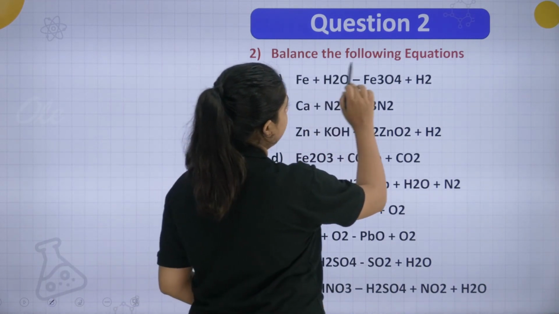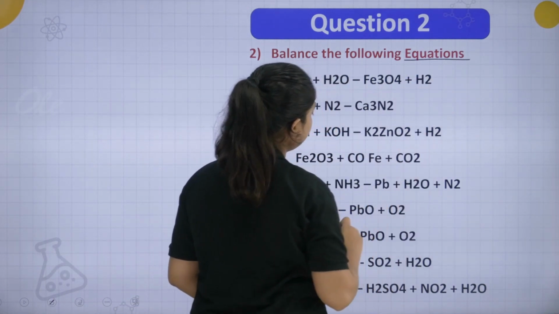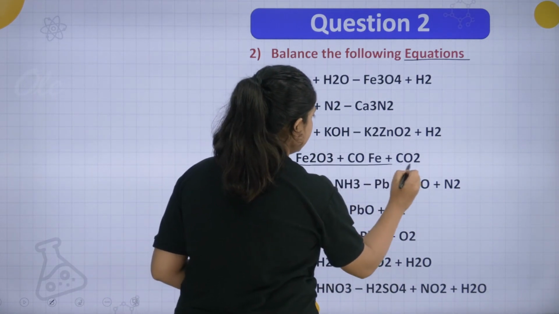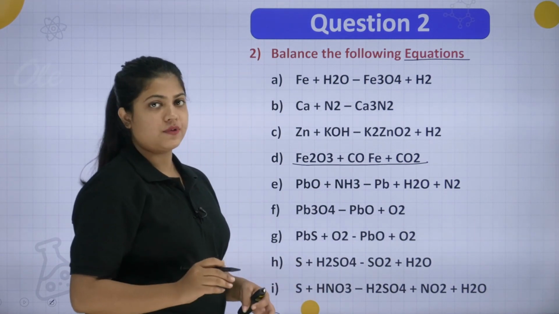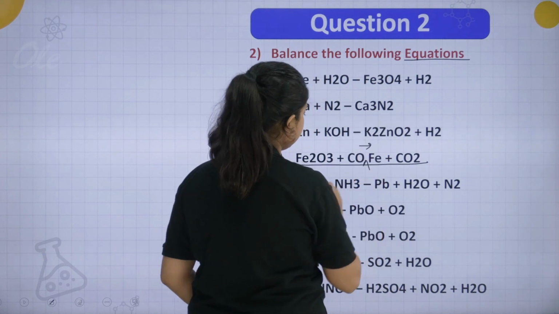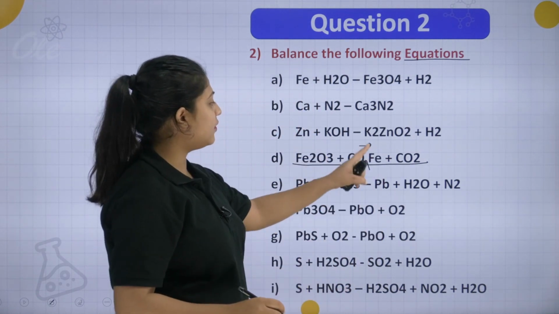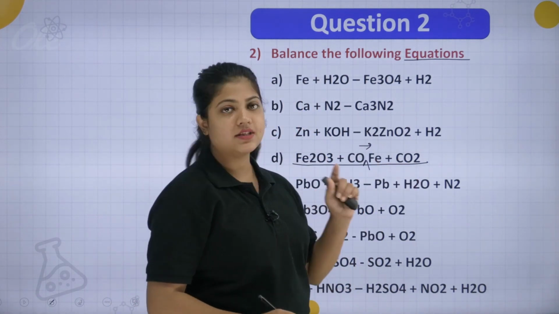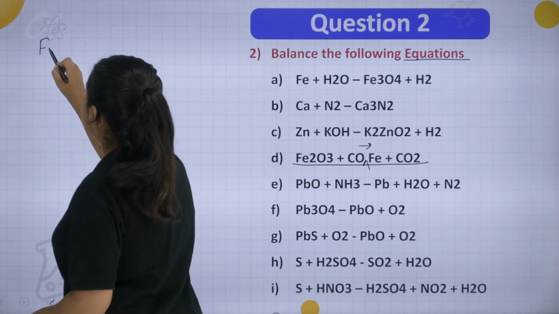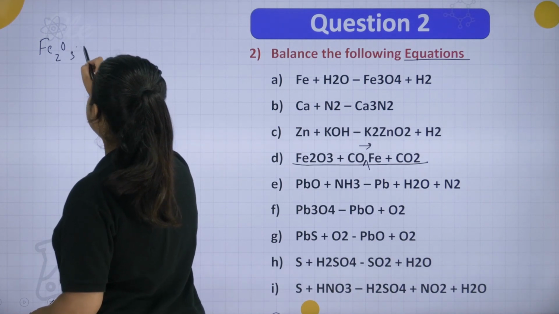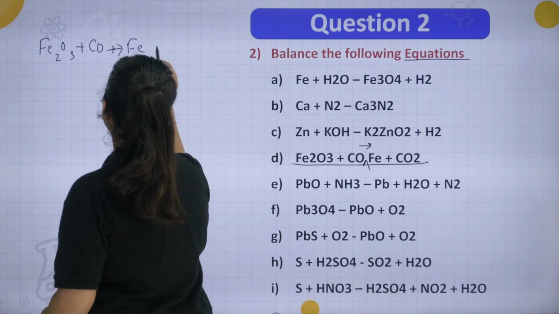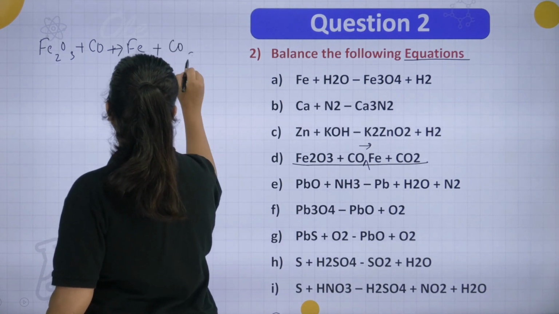It says, balance the following equations, right? So we are going to randomly pick and do option D here. If we see the equation, it is Fe2O3 plus carbon monoxide that gives out Fe plus CO2. Let me write this equation for you. That is Fe2O3 plus carbon monoxide gives out Fe plus CO2.